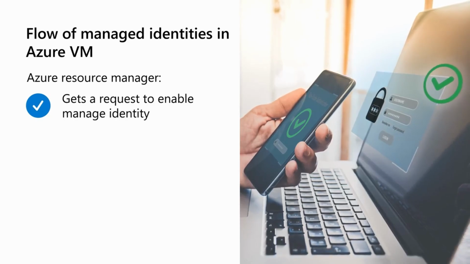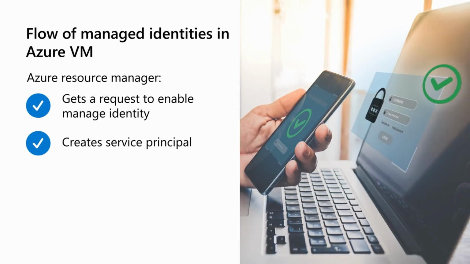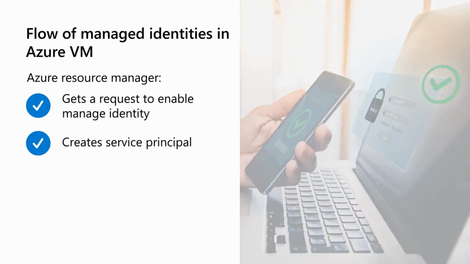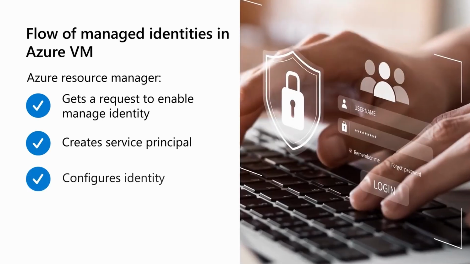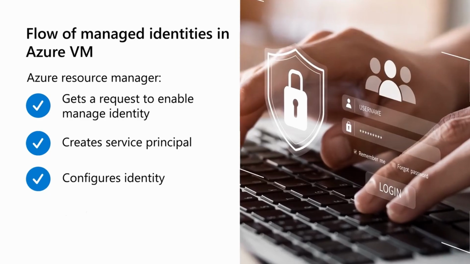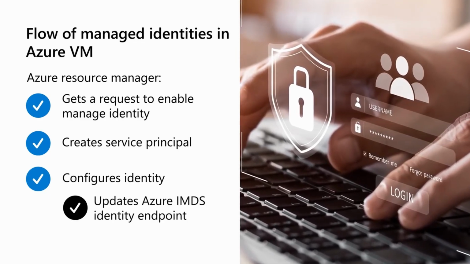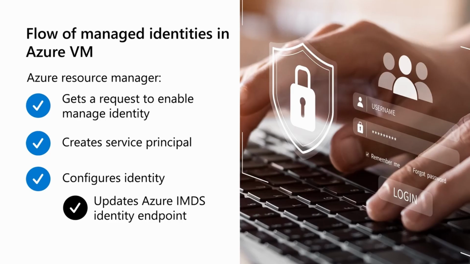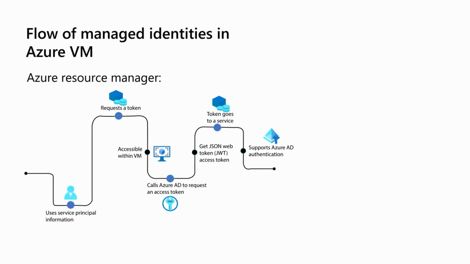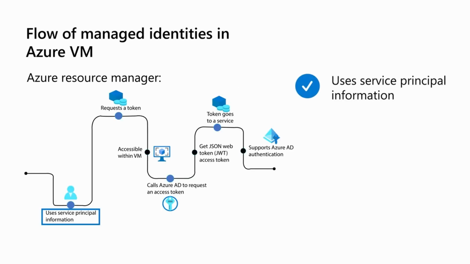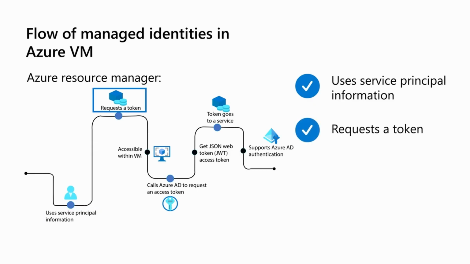Then, they create a service principal in Azure AD for the VM's identity. Next, they configure the identity on the VM by updating the Azure IMDS identity endpoint with the service principal client ID and certificate. Once the VM receives a managed identity, they use the service principal information to grant access to Azure resources.